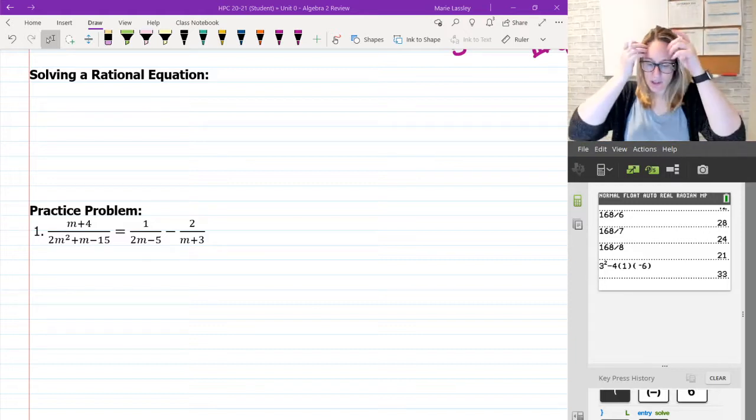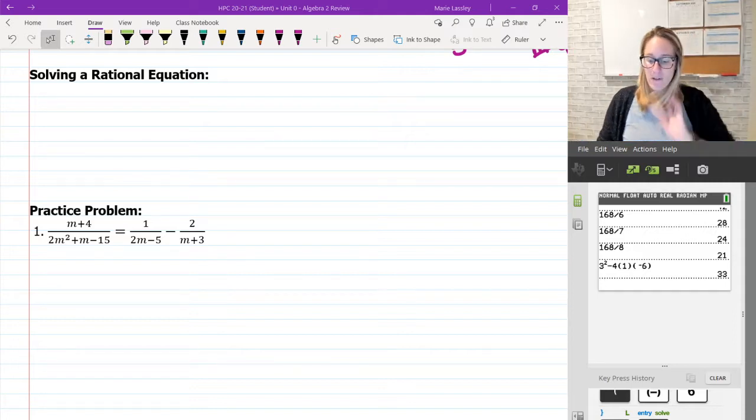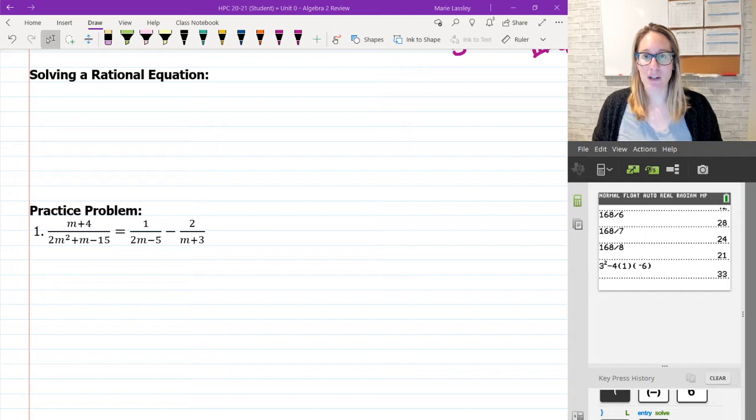Okay, so solving a rational equation. This should probably be a pretty quick video. This is just a little tedious, but it is not too complicated. It really comes down to creating common denominators. So when you're solving a rational equation, remember we said rationals were fractions that have variables in the numerator and the denominator. If you look at our practice problem, we definitely have that going on. And then an equation is just anything with an equal sign. Again, if you look at our problem, we have an equal sign in there.